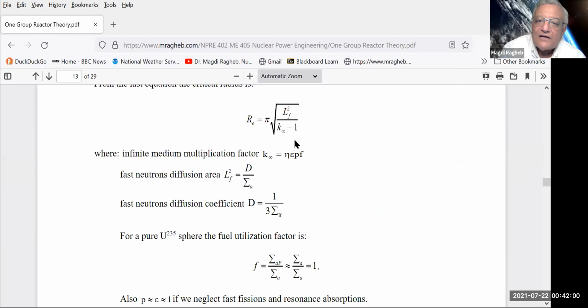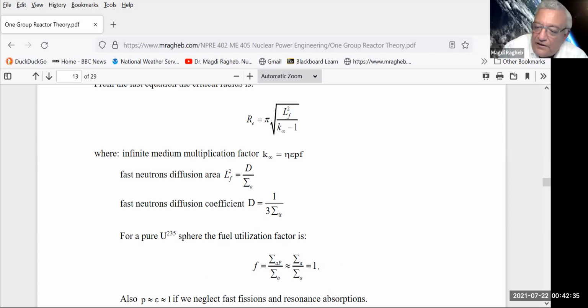All right, so what is L squared here for the fast neutrons? It is a diffusion coefficient divided by the macroscopic absorption cross-section. The diffusion coefficient, we said, can be calculated from the more advanced transport theory as 1 divided into 3 times the macroscopic transport cross-section. And if you have a pure sphere of uranium, you don't have a moderator, you don't have a structure. So basically the fuel utilization factor has to be equal to 1, because the absorption in the fuel divided by the absorption in the whole system is only in the fuel. So it is equal to 1.